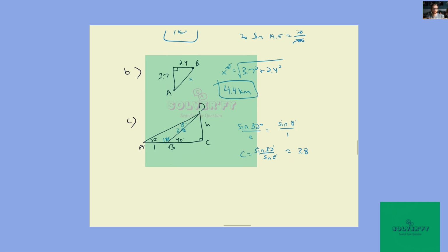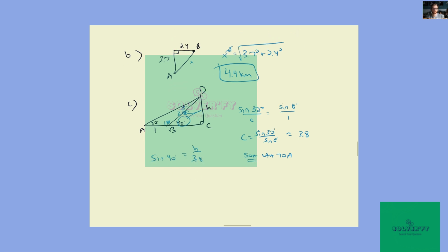And now we can use right triangle trig from the 40-degree angle to find the height now that we have the hypotenuse. That's opposite and hypotenuse, that's sine. So we can say that the sine of 40 degrees is equal to h over 3.8. And so 3.8 sine 40 would be the height, over to 1 decimal place. And 3.8 sine 40 is about 2.4 kilometers high.